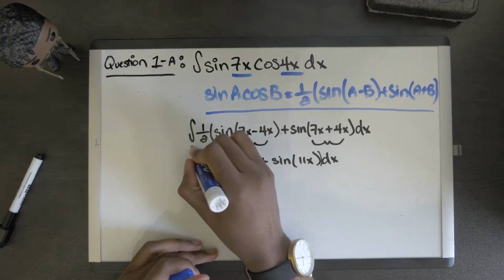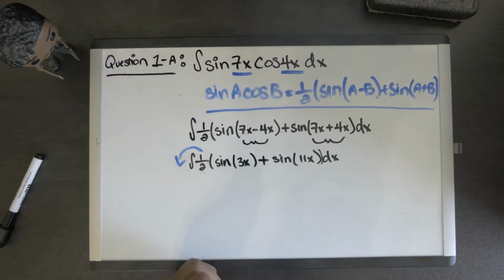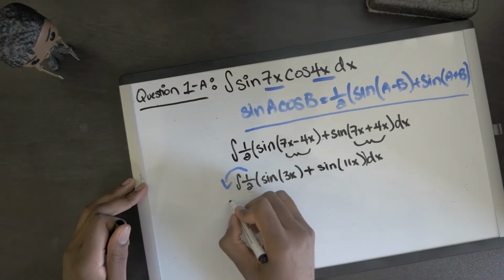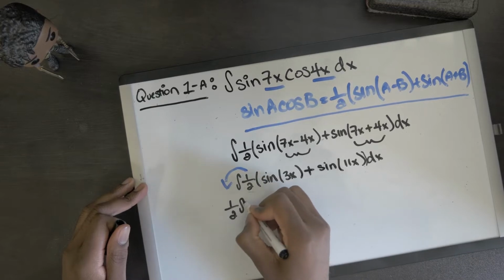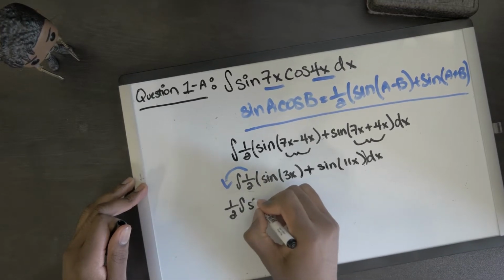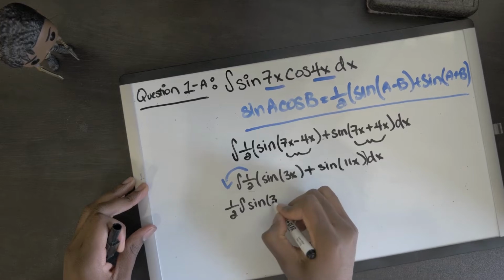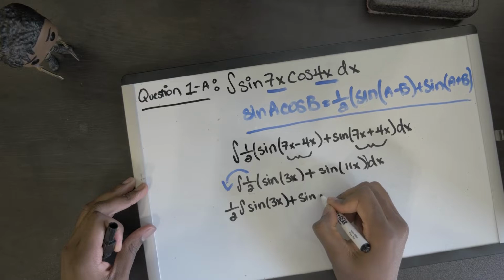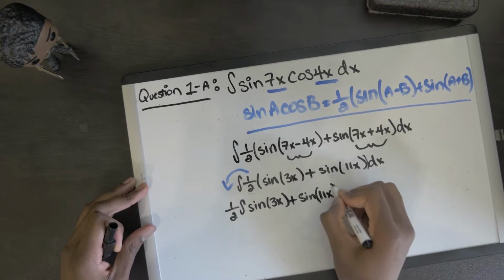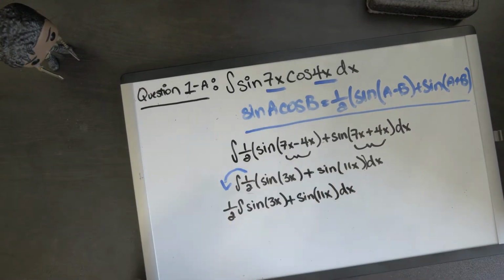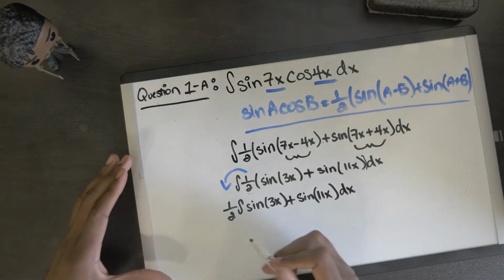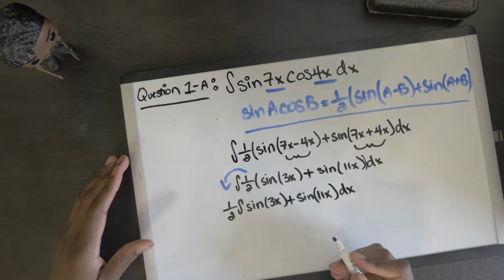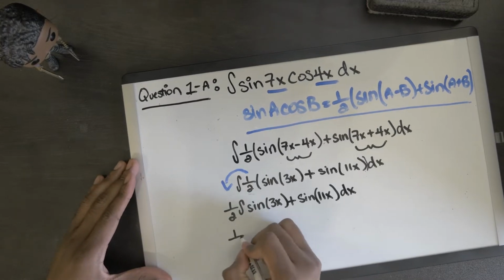What we're going to do is bring that out of the integral, which is going to give us 1/2 integral of sine 3x plus sine 11x dx. Perfect. Now we're ready to go. So now at this point, we're going to treat this like any other integral. We're going to make sure we keep the 1/2 out.